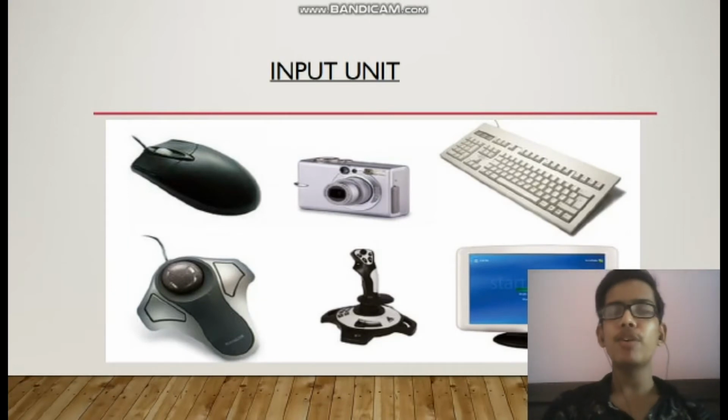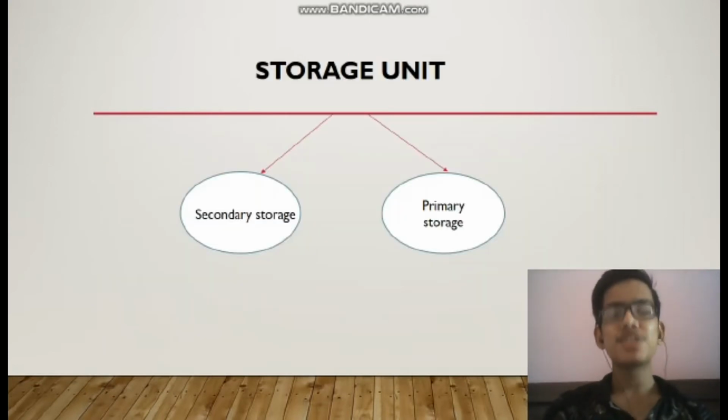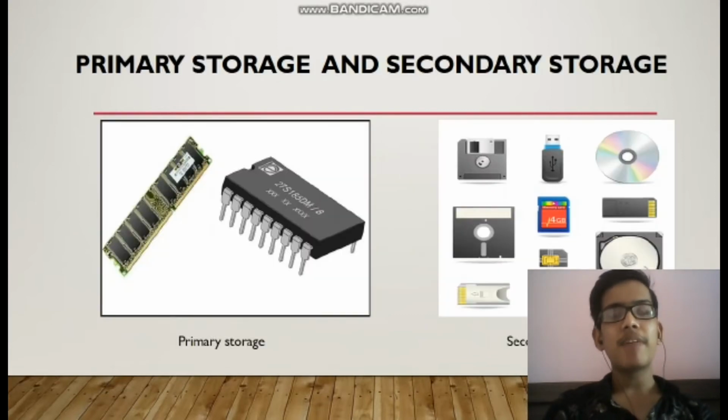Now we move forward to our next topic, that is the storage unit. Storage unit is of two types: first primary storage and second secondary storage. Primary storage is RAM and ROM and secondary storage is hard disk, memory card, USB, CD and so on. Whenever the user enters data into the computer, it is stored in secondary storage, and whenever it is accessed again, a copy of the data is created in primary storage. So in this way the storage unit works.